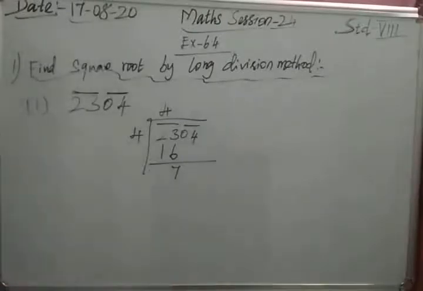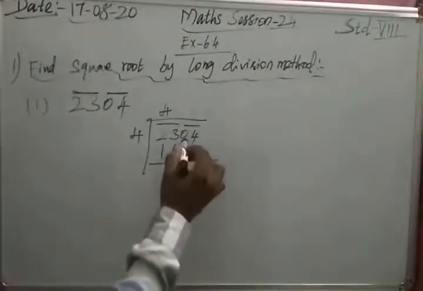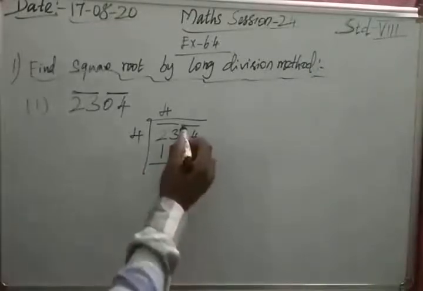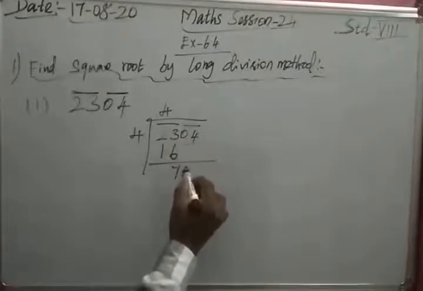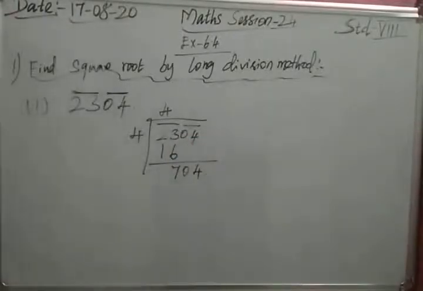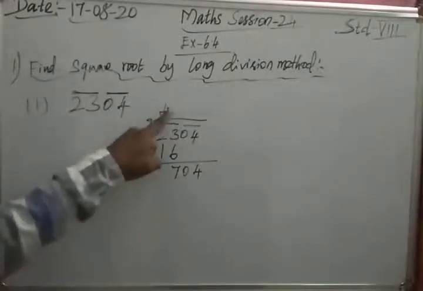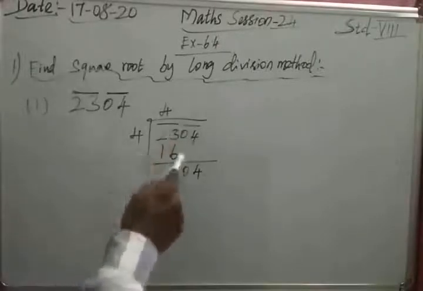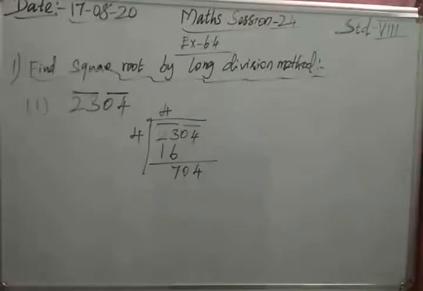Now in normal division, what do we do? We take down only one number, right? But here, since we have the bar value, we have to take the full number down, that is 04. Understood? In this 23, we know the square value: 4 fours are 16, and 5 fives are 25, which exceeds 23, so we take 4 fours are 16. Then the balance is 704. Next, the bar value we have to take down completely, everything. So 704.